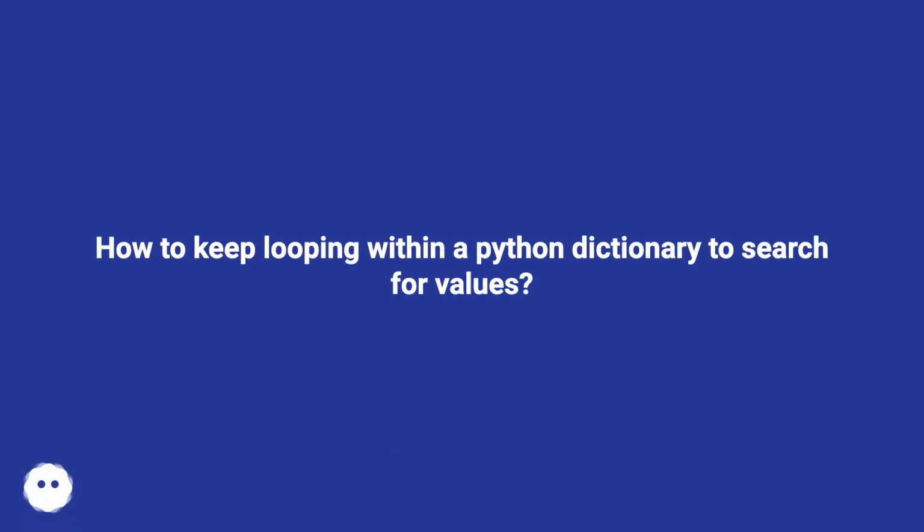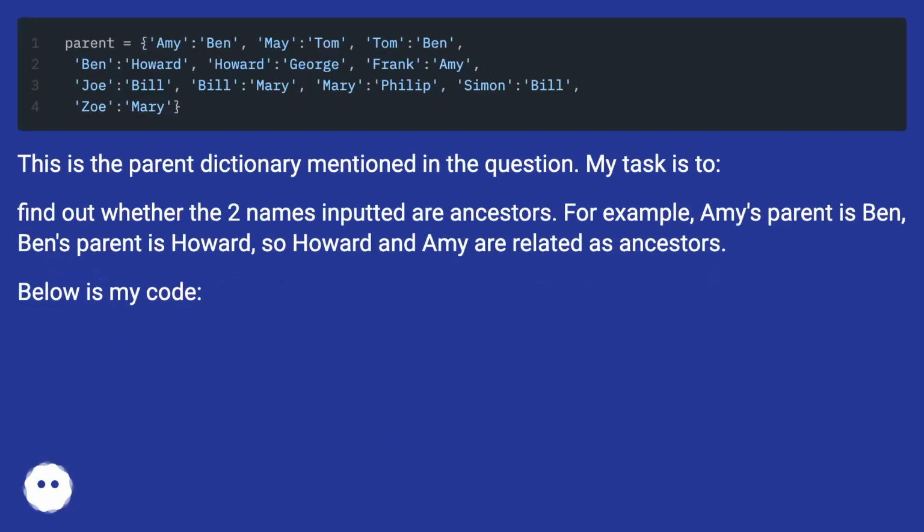How to keep looping within a Python dictionary to search for values? This is the parent dictionary mentioned in the question. My task is to find out whether the two names inputted are ancestors. For example, Amy's parent is Ben, Ben's parent is Howard, so Howard and Amy are related as ancestors. Below is my code.